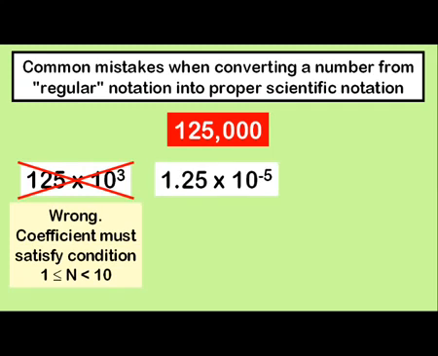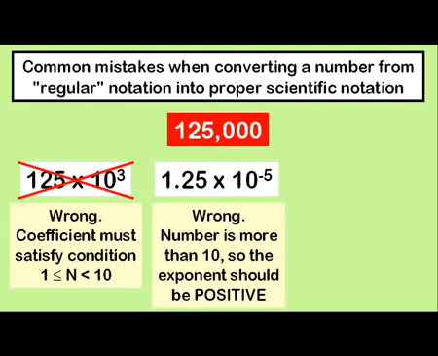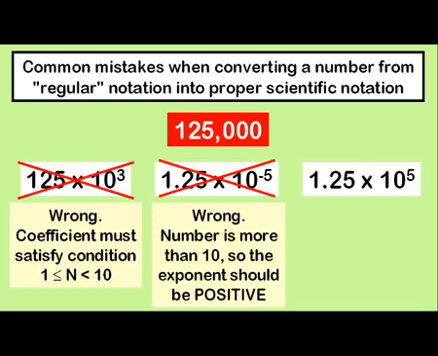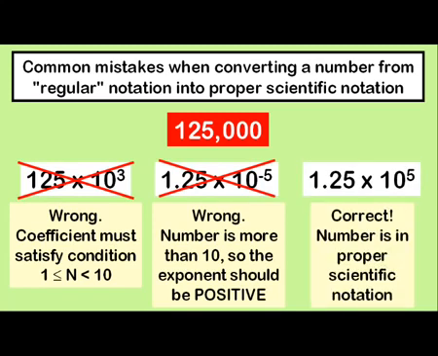Well, 1.25 times 10 to the negative 5 might seem like a better answer, but this is still incorrect because the exponent should be positive, not negative. 125,000 should be written as 1.25 times 10 to the 5th power.